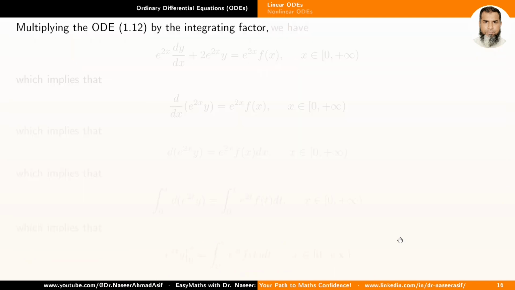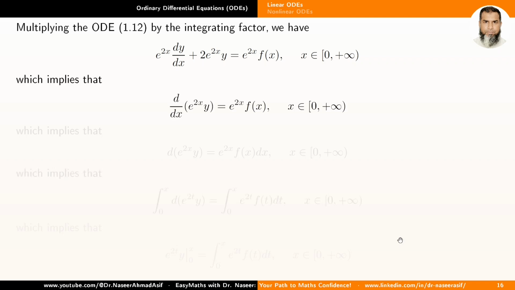Multiplying the ODE 1.12 by the integrating factor, we have exponential 2x dy by dx plus 2 exponential of 2x into y is equal to exponential of 2x into f of x, where x equal to 0 to plus infinity closed interval. Well, this can be expressed as d by dx of exponential 2x into y is equal to exponential 2x into f of x, where x equal to 0 to plus infinity closed interval. So we have d of exponential 2x into y is equal to exponential 2x into f of x dx, where x equal to 0 to plus infinity closed interval.